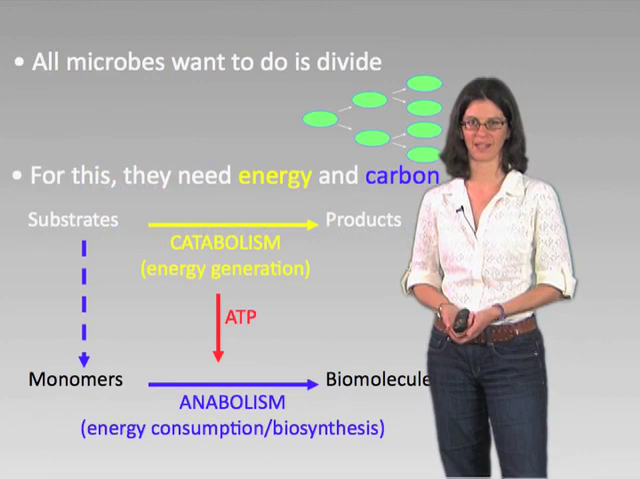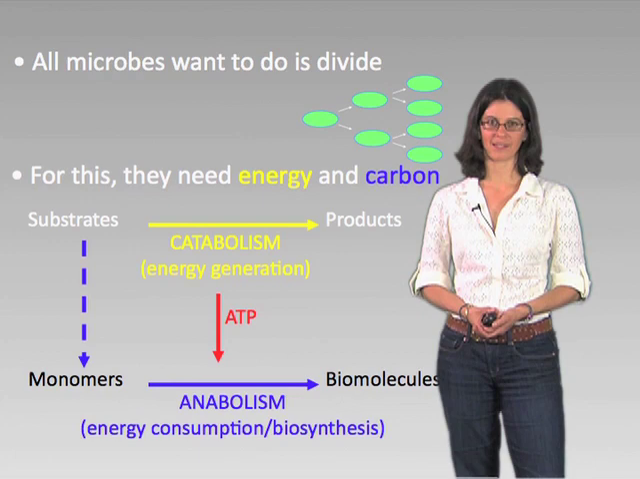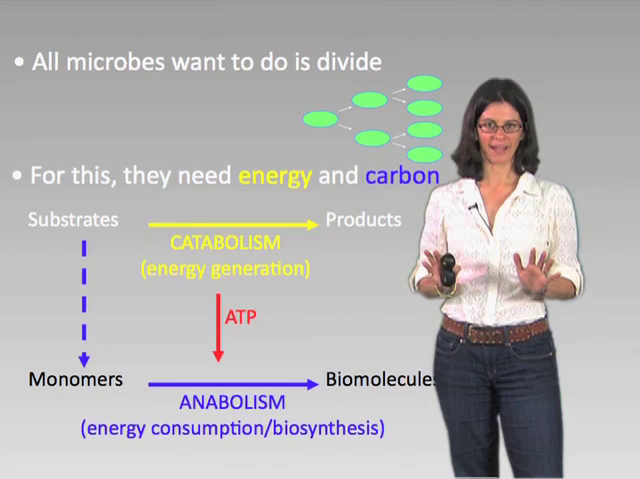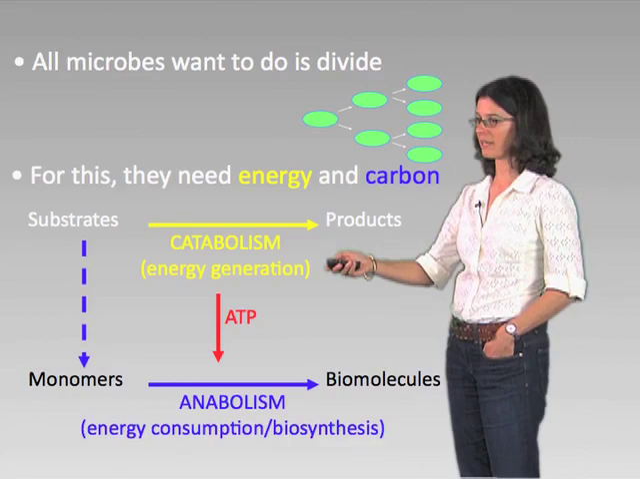All right. Now, when we're talking about the phase of active growth, the bottom line that microbes are facing is they simply want to divide. And to do this, they need two things. They need energy, and they need carbon. And beyond that, they're virtually unconstrained, although there are a few constraints, and we'll come back to that in a moment. They need substrates, and these substrates can be organic or inorganic compounds.